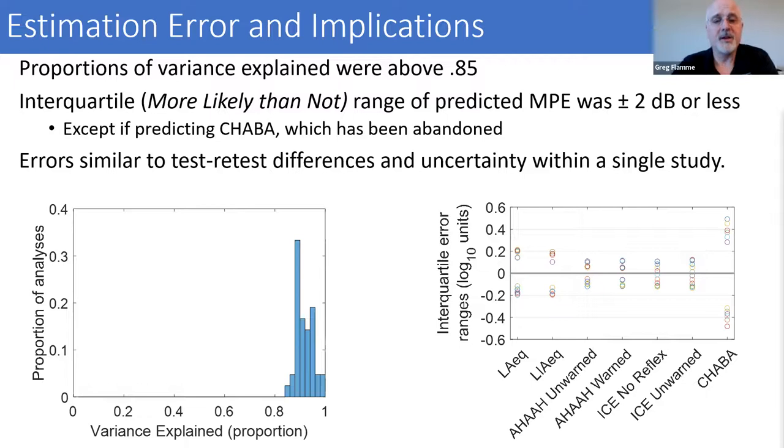And these strong relationships, looking at the lower left figure, the proportion of the variance explained is well above 0.8 in most cases. In other words, you can predict with really good accuracy what some of these sounds are going to be under certain circumstances. And there's a lot to like about that. Next slide, please.